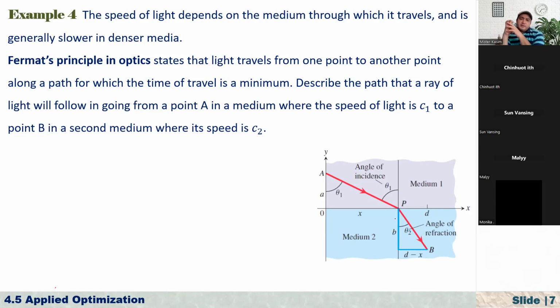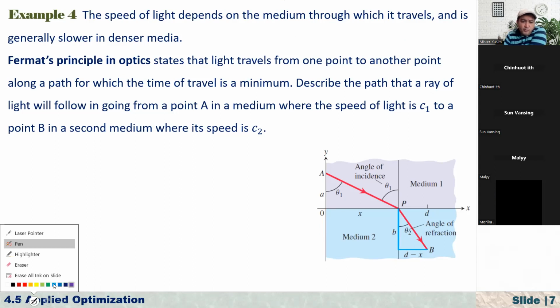Okay, this problem is about the speed of light, and how it is related to the angle of inclination, or what we call the angle of refraction. The speed of light depends on the medium, meaning what kind of environment we have: air, gas, water, hot or cold. The speed of light depends on the medium through which it travels and is generally slower in denser media. For example, through a wall it travels slower. If there's nothing in the air, it travels much faster.